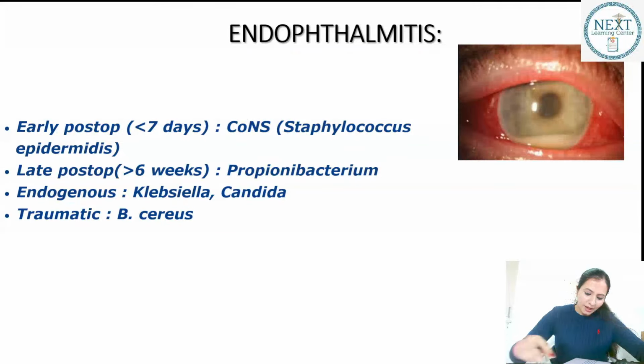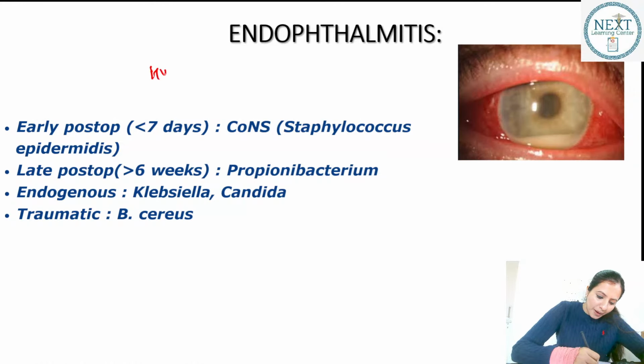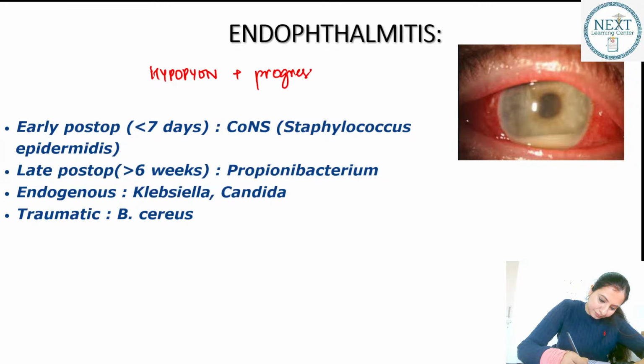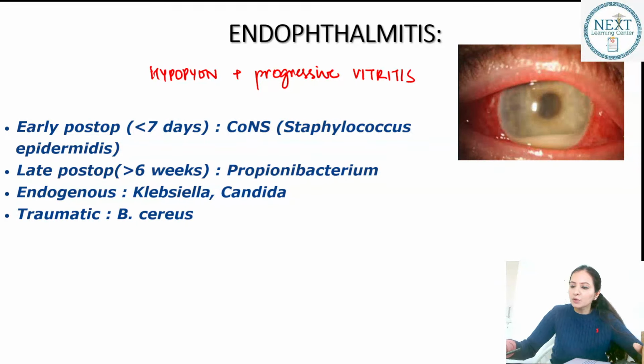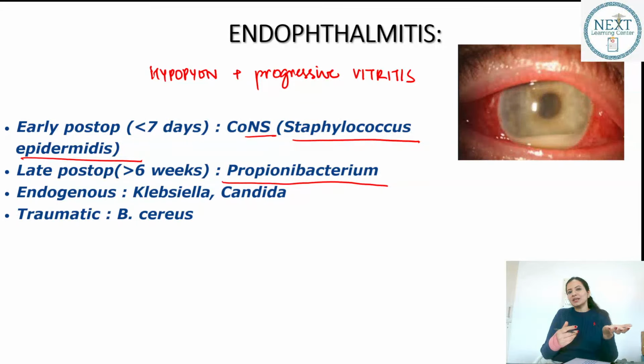Okay. Now moving on to endophthalmitis. Endophthalmitis, I have told you, is hypopyon with progressive vitritis. If we look at the causes, early post-op, it is coagulase negative staphylococcus, that is Staphylococcus epidermidis. Late post-op, more than 6 weeks, it is definitely going to be Propionibacterium. Endogenous means something from the inside. It is going to be Klebsiella or Candida. Or traumatic, it can be seen in Bacillus cereus. Management, I have told you, you have to go for intravitreal antibiotics.